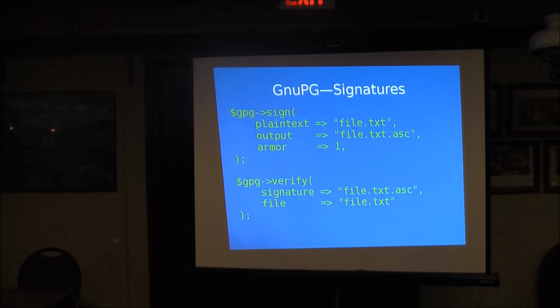For signing a message, if you want to do just signatures without encryption, you just call the sign function here. And again, plaintext, output, armor, all pretty much what you'd expect from the encryption example. And again, for verify, all very straightforward.